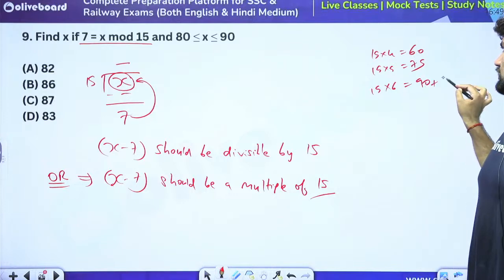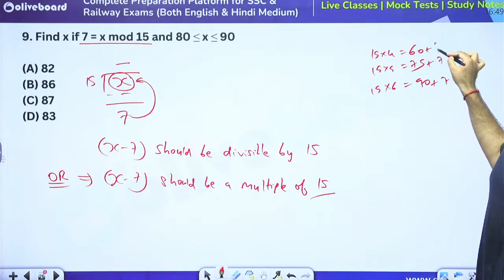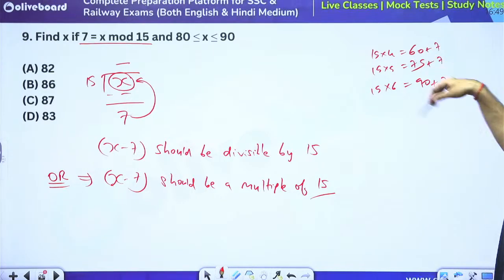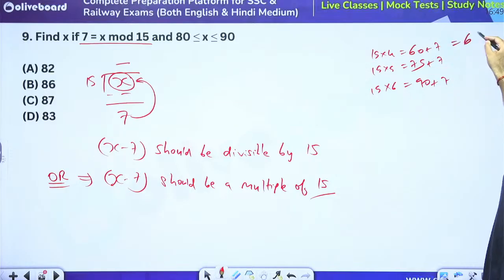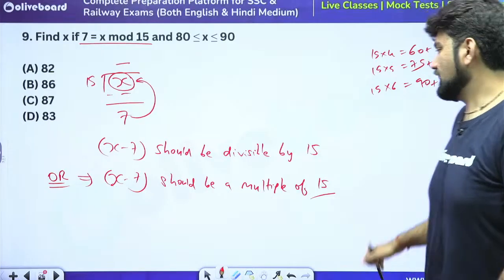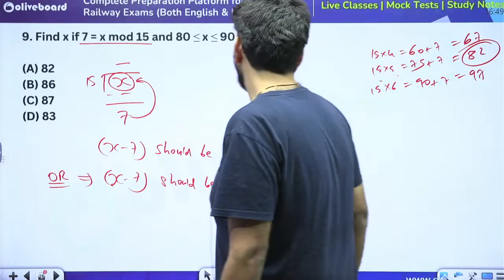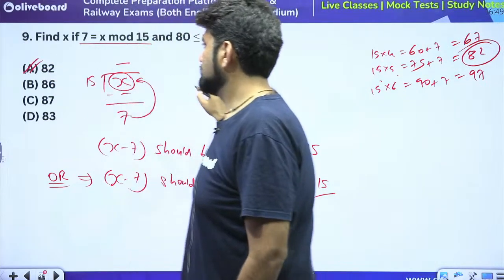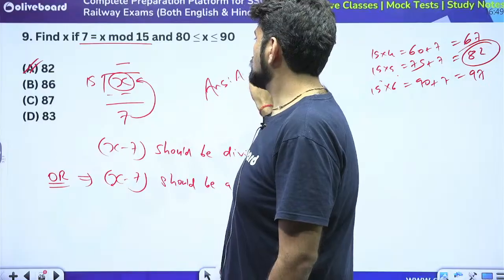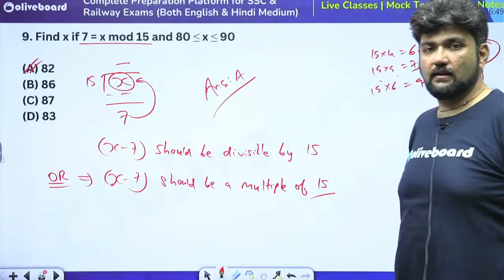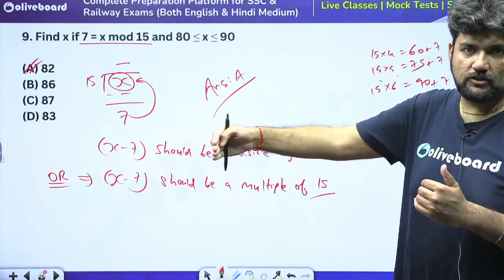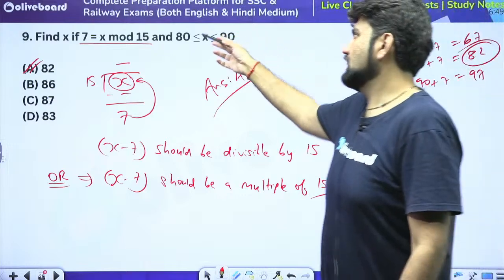Technically, if I add 7 to all these three things, this is what they are trying to tell me. Okay. So if I add 7 here, this is 67. If I add 7 here, this is 82. And if I add 7 here, this is 97. So this is going to be my answer. Because x minus 7 should be divisible by 15. That should be a multiple of 15. So 82 is the correct answer. So you will go closest to the multiple of 15 where you will get a number by adding 7 to which you will get a number which is between 80 and 90.